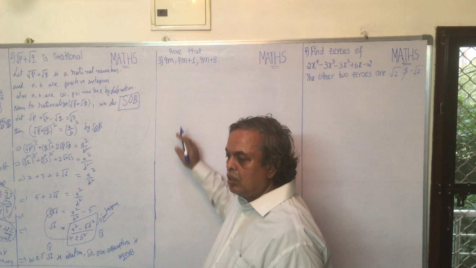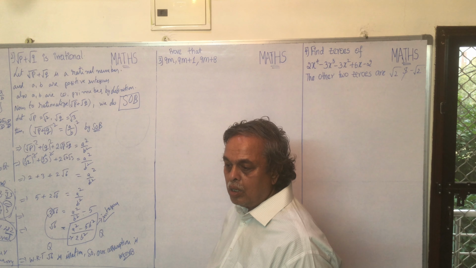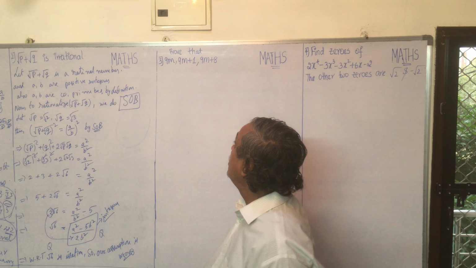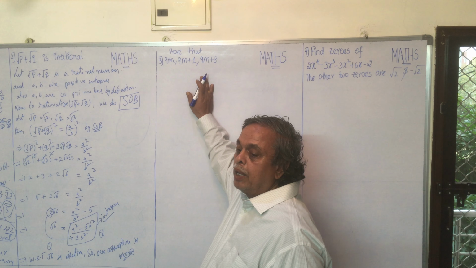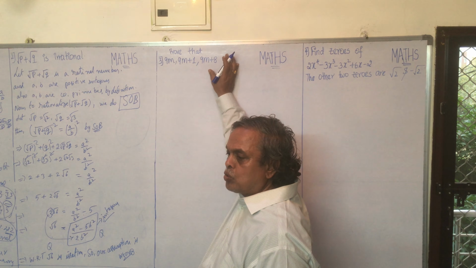The cube of any positive integer is of the form 9m, 9m plus 1, or 9m plus 8. The cube of any positive integer.